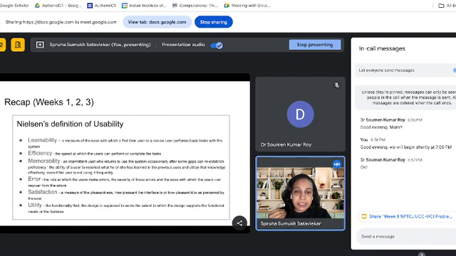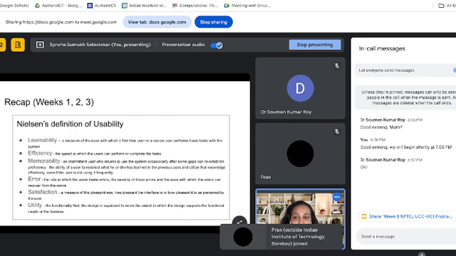Then there was memorability, in which we think about the aspects of our system which are easy to learn and maintain in your brain. If the system is developed in such a way that every time the user comes back, they have to begin learning and re-establishing their proficiency, it becomes painful for the user. So we try to avoid that in this memorability factor.